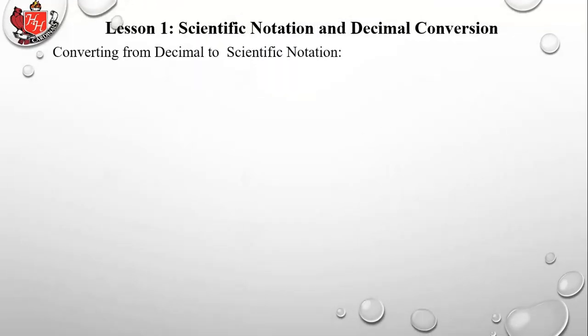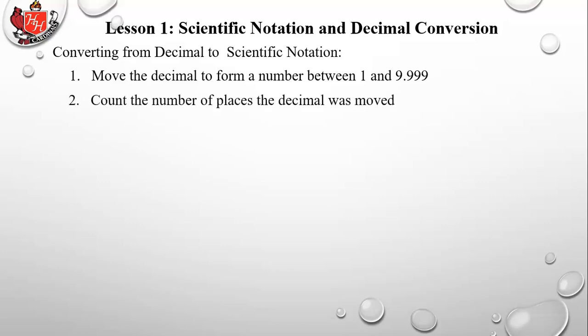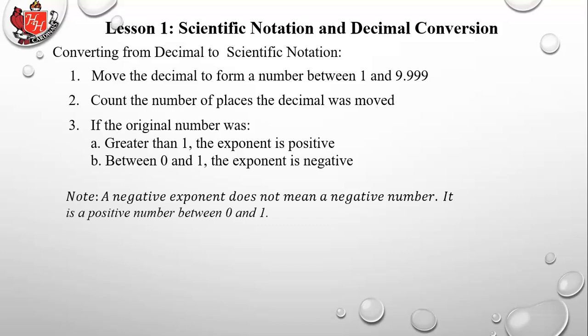Converting from decimal to scientific notation. Move the decimal to form a number between 1 and 9.999. You can't say between 1 and 10, but 1 and just up to 10, 1 and 9.999. Count the number of places the decimal was moved. If the original number was greater than 1, the exponent is positive. If the original number is a positive number between 0 and 1, the exponent is negative. Note, a negative exponent does not mean a negative number. It is a positive number between 0 and 1.